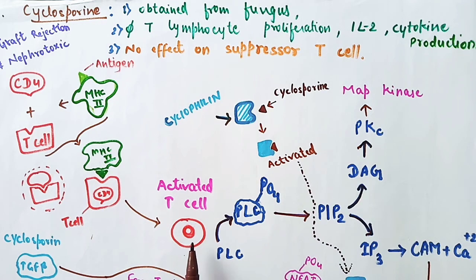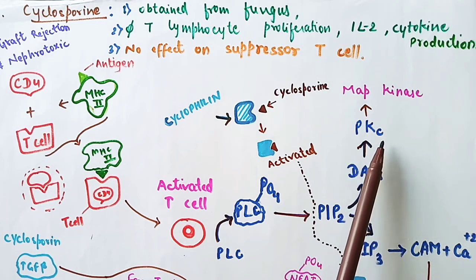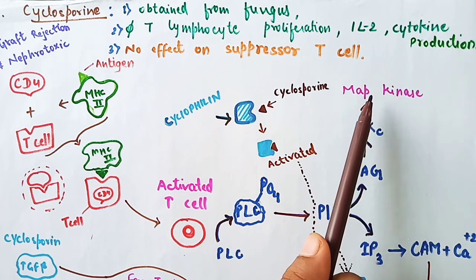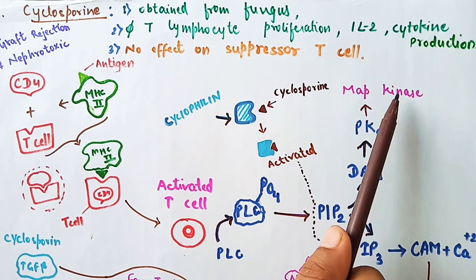This activated T cell has the main role in the conversion of PLC to phosphorylated PLC. So this PLC is now converted into PIP2. This PIP2 is converted into either DAG, diacylglycerol, or IP3, inositol triphosphate. IP3 is converted into CAM plus calcium, that is calmodulin and calcium bound. DAG is converted into PKC, and this converts into various MAP kinases for further activity.